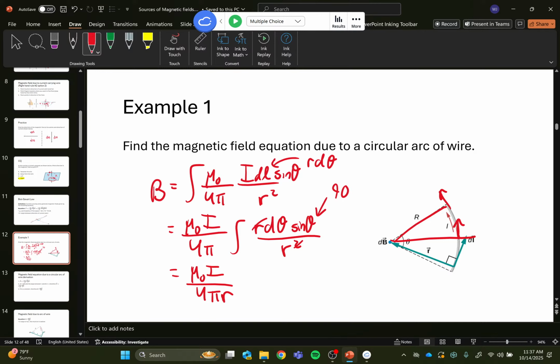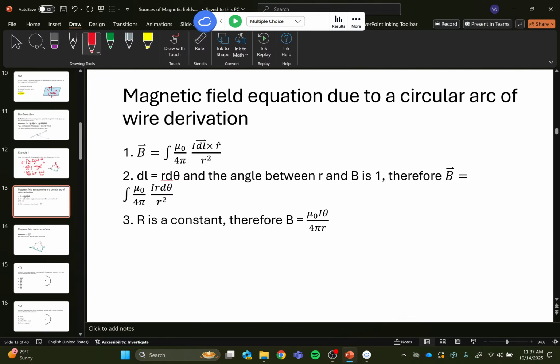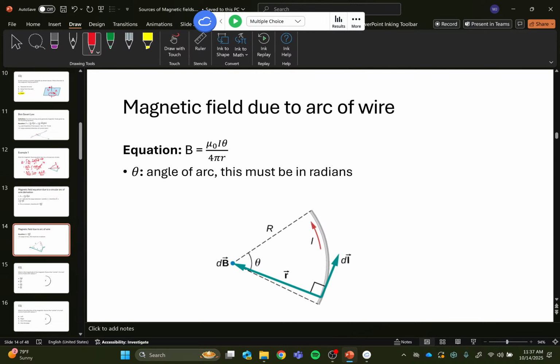Super easy integral. What's the integral of d theta? It's just theta. So, boom, there's the equation. You got an arc of wire and you want to find the magnetic field from it? Mu naught I theta over 4 pi r. You do not need to know how to do this derivation. You do need to know how to apply this equation. So it's all written there, typed up in a beautiful typed way. There's the equation. Oh, radians now?